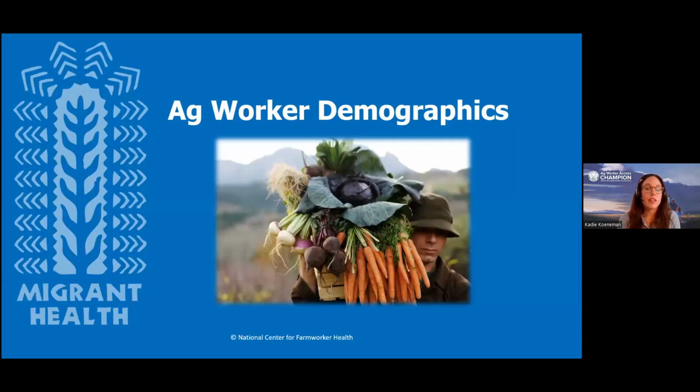A great way to understand the ag worker population is to take a look at the most recent demographic data on this population. Data on agricultural workers that we'll be sharing today comes from the National Agricultural Workers Survey, or the NAWS survey. And this survey collects data related to demographics, employment, and health characteristics. This survey is conducted annually, and results are not published every year, but the data we'll be sharing today is from the 2019-2020 survey. And in the chat, there is a link to a fact sheet that NCFH has developed to summarize some of the key statistics of this survey.